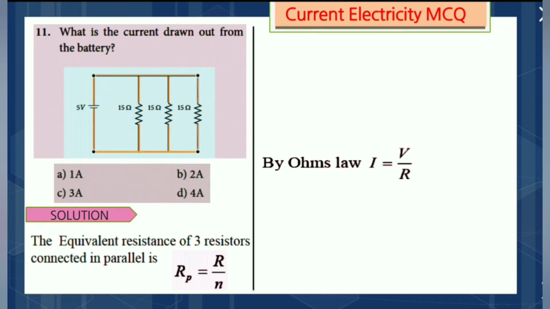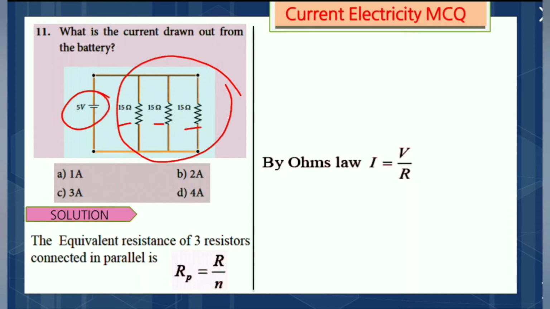Question number 11. What is the current drawn out from the battery? So we have to find how much current flows from this battery in the circuit. We see the diagram. There are three resistances of 15 ohm connected in parallel combination to the supply voltage 5 volt. Our aim is to calculate the value of current.